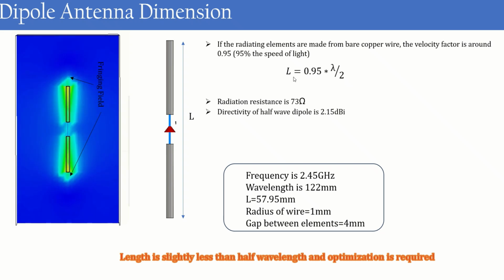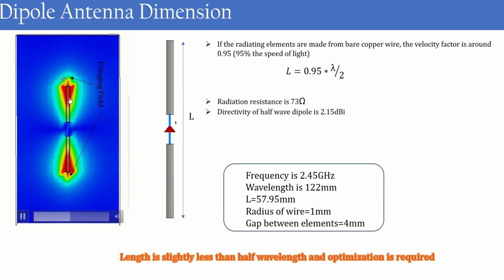This 0.95 depends upon the type of the material that we are going to use for fabricating these types of antennas. The radiation resistance of these dipole antennas is 73 ohm, so we have to use this factor for simulating this dipole antenna. And the directivity of the half wave dipole is 2.15 dB.